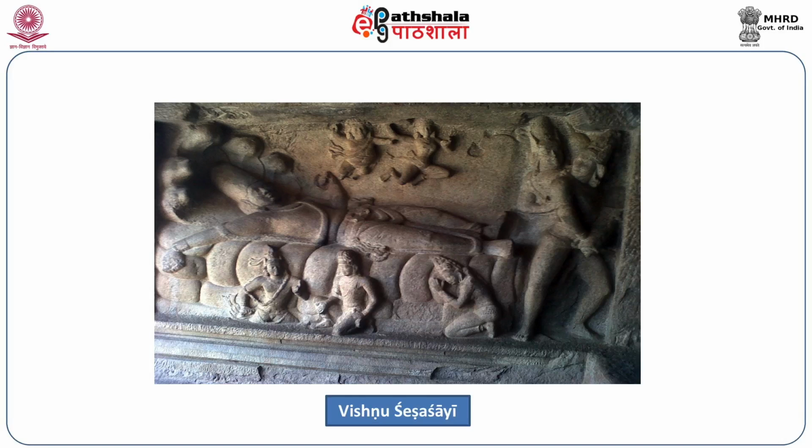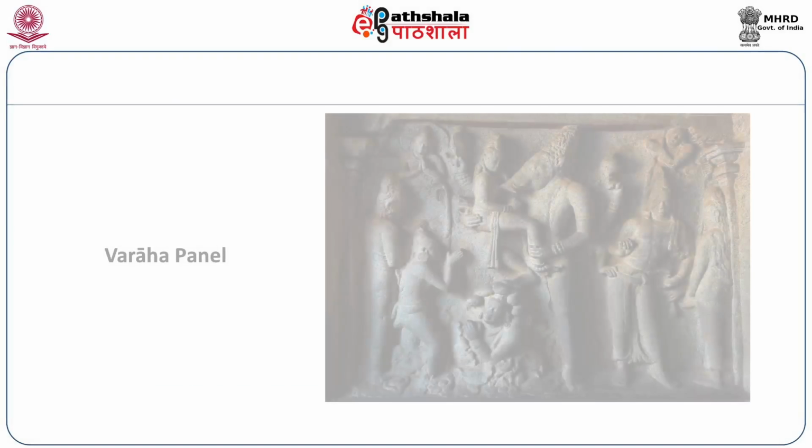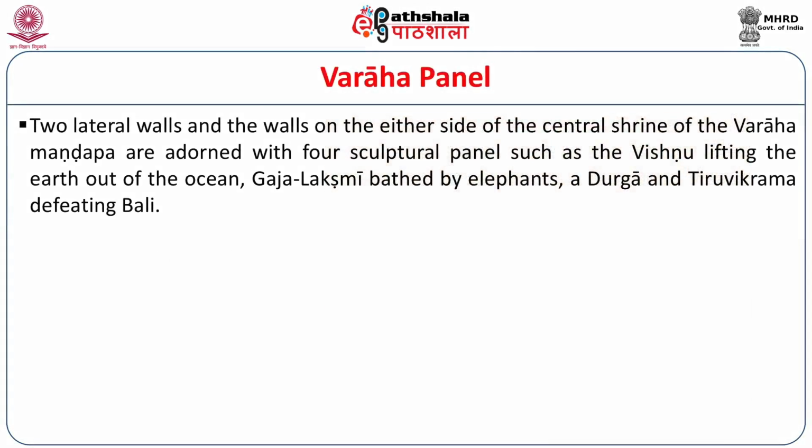So this way this Adi Shashayi has been represented. And another one is a Varaha panel or Bhumi Varaha. The two lateral walls and the walls on either side of the central shrine of the Varaha Mandapa at Mahabalipuram are adorned with four sculptural panels, such as Vishnu lifting the earth out of the ocean, that is Varaha, Gajalakshmi, birthed by elephants, that is another panel, Durga is a third one, and the Trivikrama defeating Bali is the fourth sculptural panel.